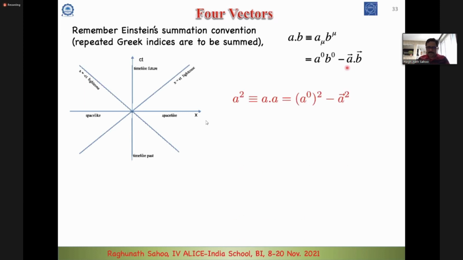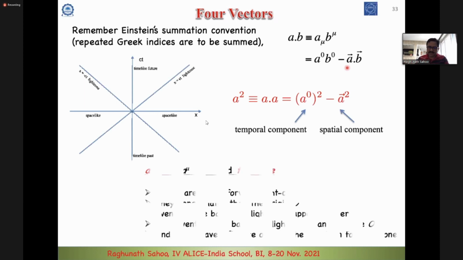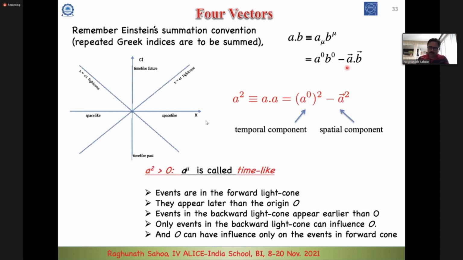Okay. So if I write A square, it can be written as A dot A, which is A0 square, the zero component squared, minus the A vector component squared. The vector is your Newtonian vector. And this is the temporal component, this is the spatial component, right? So if you look at the mathematical structure here, since there is a minus, it might happen that the temporal square is higher than the spatial one. Then ultimately your A square is greater than 0. In this kind of situation, A mu is called a time-like four vector.